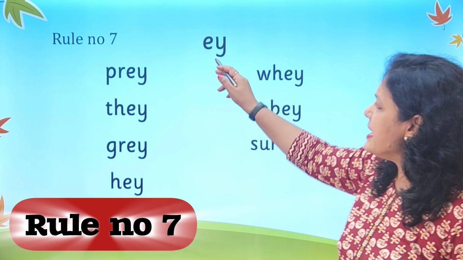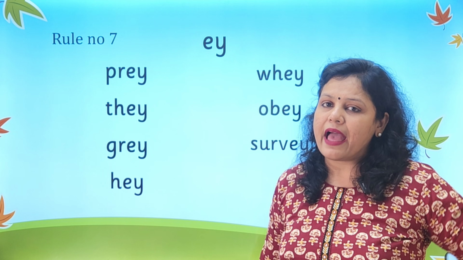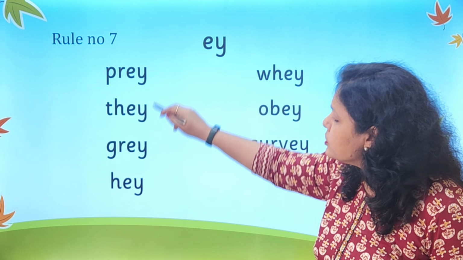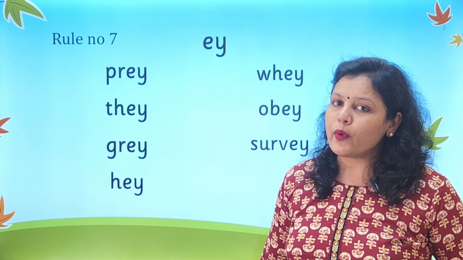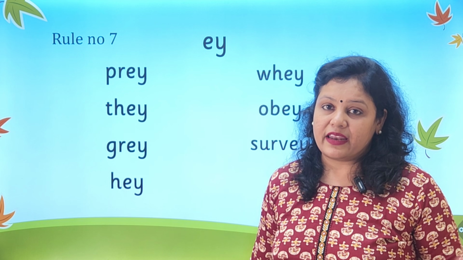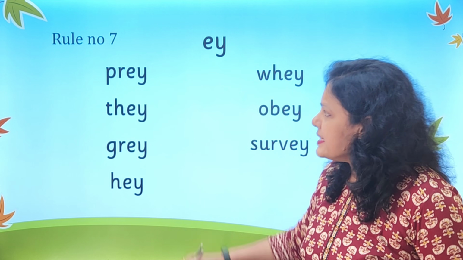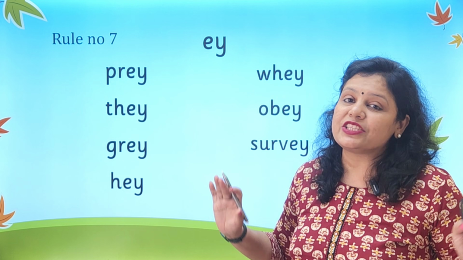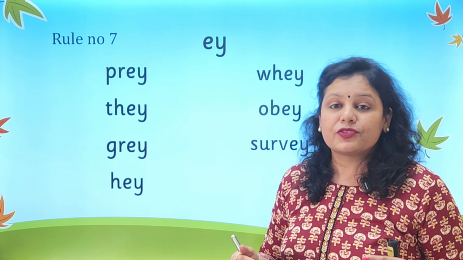We have EY giving you the A sound. Now, the A sound coming at the end, we have learned that it is written with the help of AY. But EY also sometimes at the end gives you the sound of A. Now the question is, the AY grapheme at the end has got many spellings, but EY at the end has got only 7 to 8 spellings. So what is the strategy here? We cannot put up a rule here. So we can put up a strategy here.